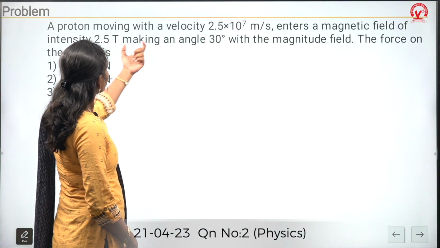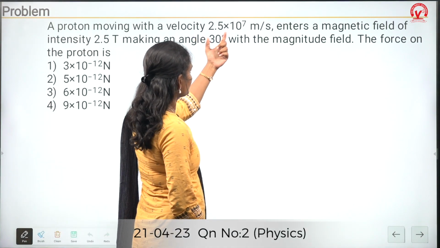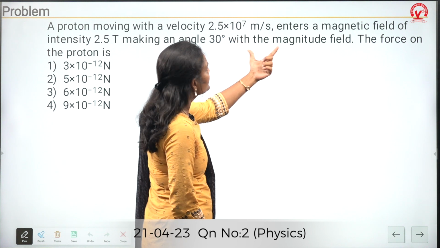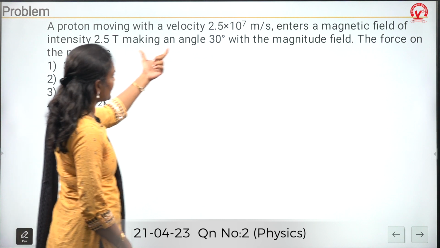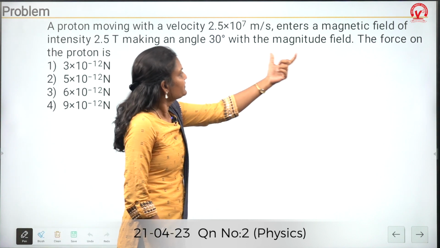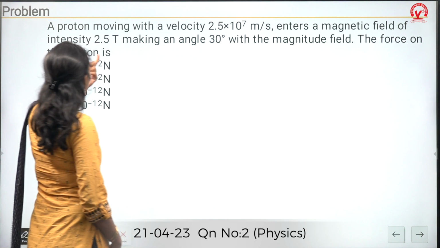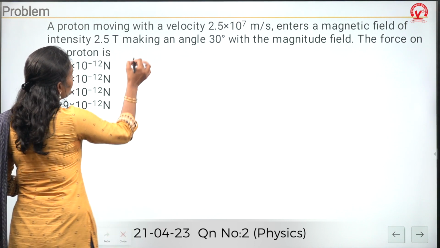A photon moving with the velocity 2.5 into 10 power 7 meter per second enters a magnetic field of intensity 2.5 Tesla, making an angle 30 degree with the magnetic field. What is the force on the photon? Okay, the formula and solution.